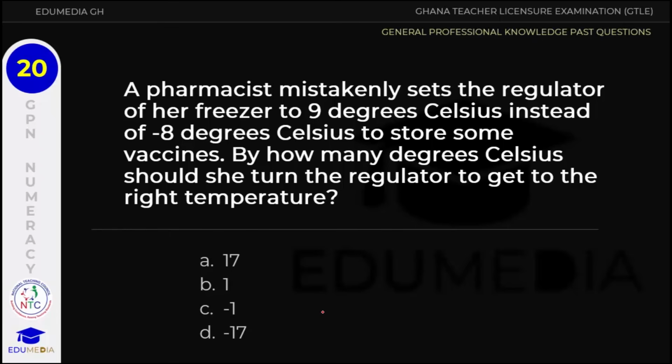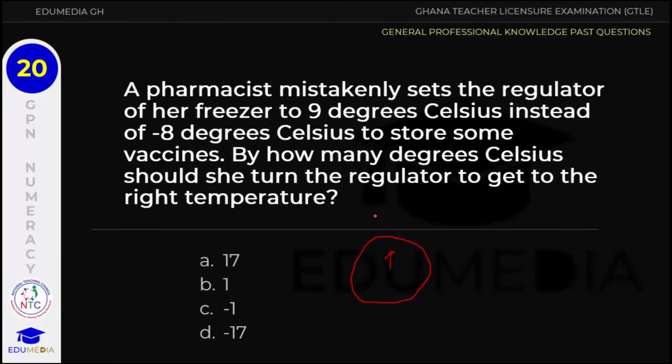The next question: a pharmacist mistakenly set the regulator of her freezer to 9 degrees instead of -8 degrees Celsius to store some vaccines. By how many degrees Celsius should she turn the regulator to get to the right temperature? For this question, you're going to go backwards. So you're going to count the number of times you're going backwards. Think of this as a clock, and you are going anti-clockwise. You'll be counting it in negative one.